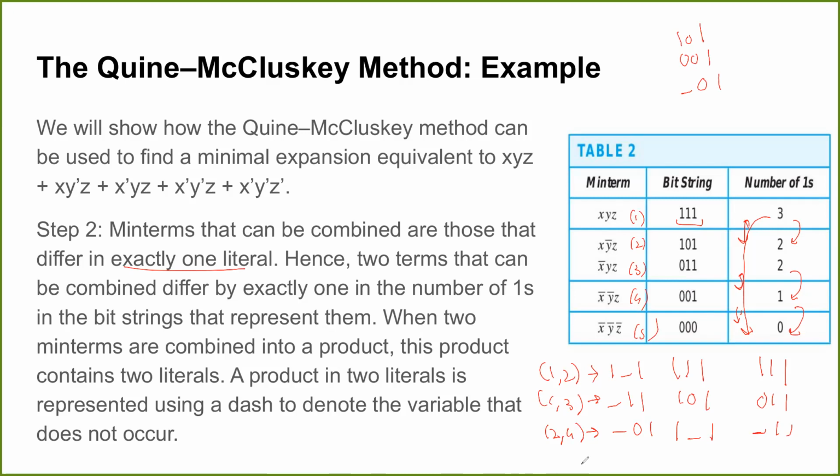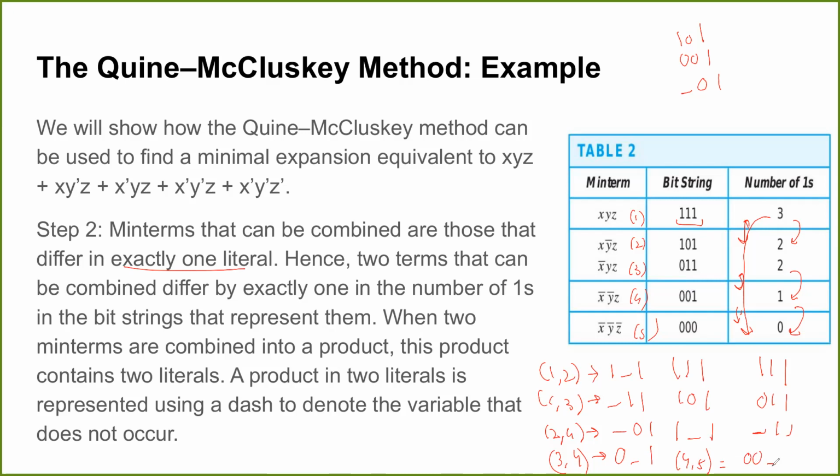Any other terms? Very good. 3 4. And what is the equivalent? 0 dash 1. Excellent. What about anything else? So 1 2, 1 3, 2 4, 3 4. Anything else? Very good. Last is 4 5. Okay, and what do we have? 0 0 dash. Okay, so this is your second step.